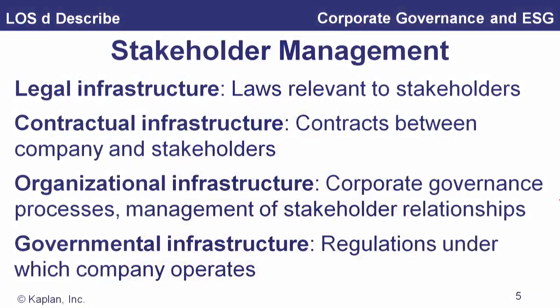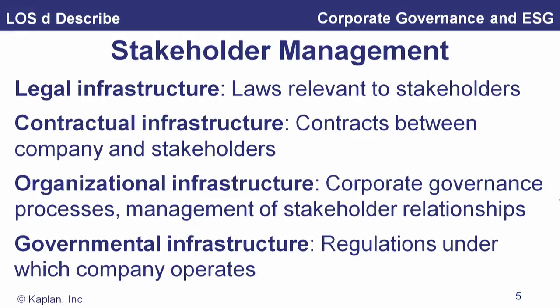We've got some terms here for stakeholder management, just definitions here really. Legal infrastructure has to do with laws. The contractual infrastructure has to deal with contracts. I don't think that should be too hard to remember. Organizational infrastructure is the processes and the management of these stakeholder relationships. And then we can also refer to government infrastructure, which is basically the regulations promulgated by the government under which the firm operates.